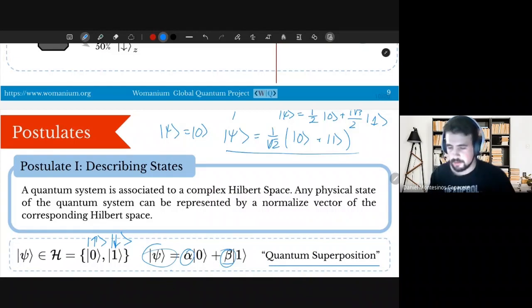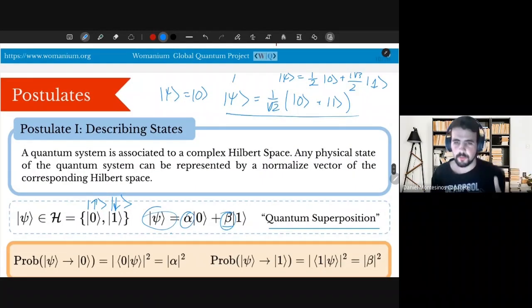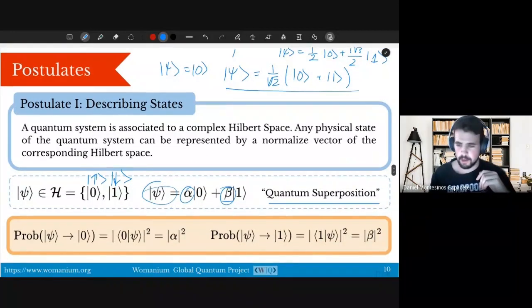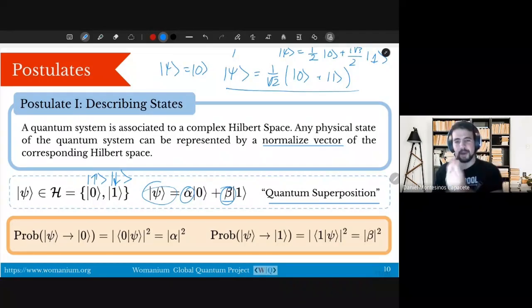But the idea is that you have coefficients that can be different, can be any complex number. The only condition is that the vector is normalized. That I have also written here. Maybe I should have highlighted this. The vector must be normalized. Why must the vector be normalized? Why is this so important?